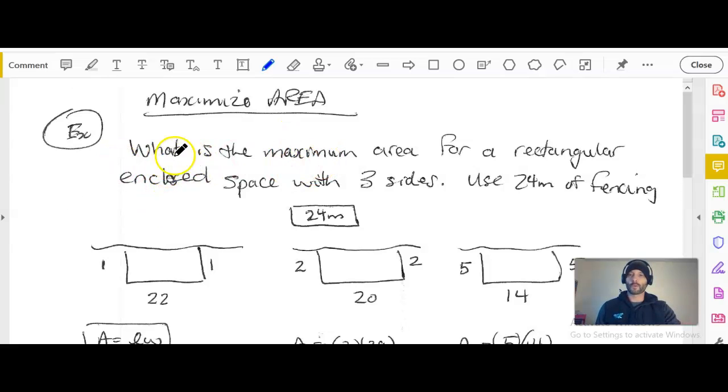The question could be: what is the maximum area for a rectangular enclosed space with three sides? Sometimes it'll be all four sides, sometimes it's three sides, maybe it's up against a wall or a river or something like that. And I'm going to use 24 meters of fencing.